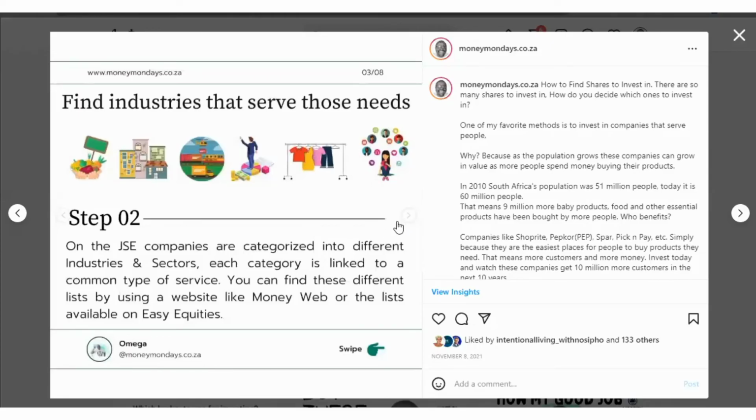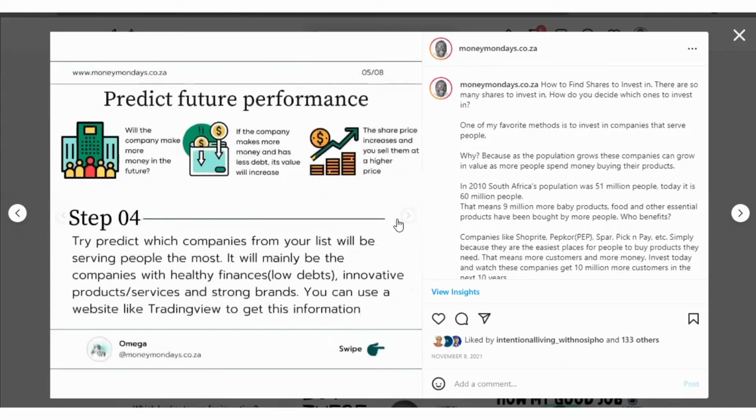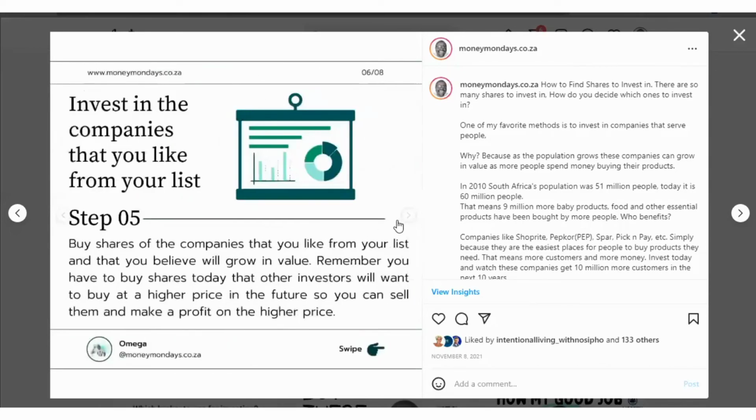So let's go back here. We've not used this slide as much as I thought we would, but yeah, create a list of companies based on needs and wants, and then try to predict the future performance of the share, and then invest in the companies from your list. So obviously you would do this not just for clothes, but for other needs like maybe water, food, electricity, energy, transportation, communication, entertainment. There's a lot of things that humans need. You just keep doing this, and obviously choose more than one share in an industry to invest in.